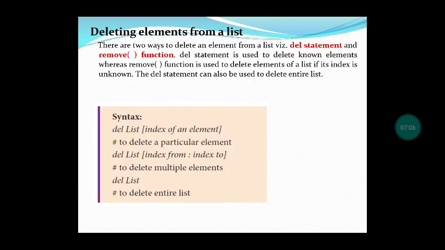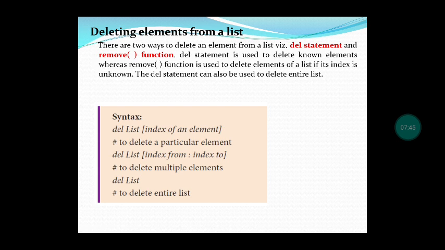And how to delete an element from a list? For deleting the element, we have 2 functions. One is the del statement, another one is the remove function. The del statement deletes the known elements. Which element we are going to delete, that known element alone can be deleted by using the del statement. The remove function deletes the element by unknown index. Also, the del statement can be used to delete the entire list. Let us see the syntax.